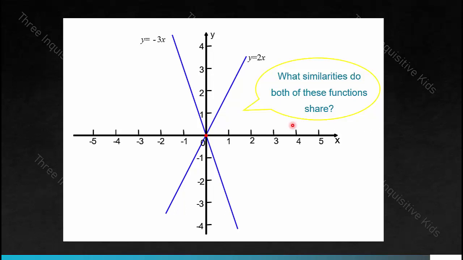What similarities do both of these functions share? You can just quietly think about that, what you observe, what applies to both of these graphs.